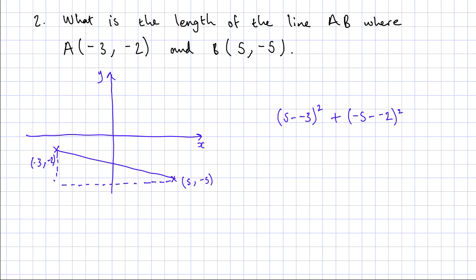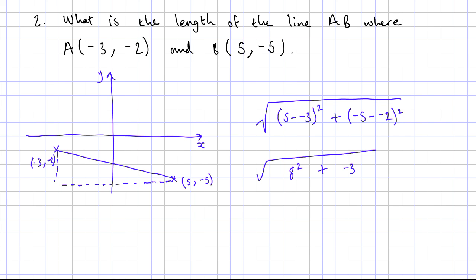Okay, so I need to square this side and add the square of this side. And that will give me the square of this side. So to find this side, I need to square root all of this. Okay, now I'm going to simplify it. So I have square root of, well, 5 take away -3 is just 8. And then I have 8 squared here. Add, I have -5 take away -2, that's -5 add 2, so that's going to be -3, so -3 squared.